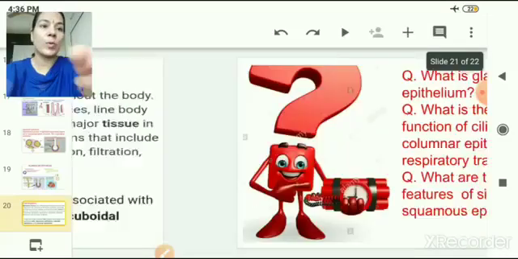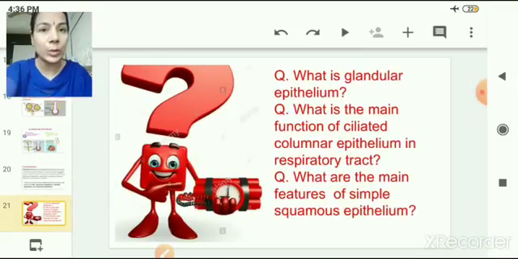Now there are some questions for you, children. We will quickly go through the questions. The first question is, what is glandular epithelium? The second question is, what is the main function of ciliated columnar epithelium in the respiratory tract? And the third question is, what are the main features of simple squamous epithelium? Children, you have to write down the answers of these questions in your own words in a rough notebook.